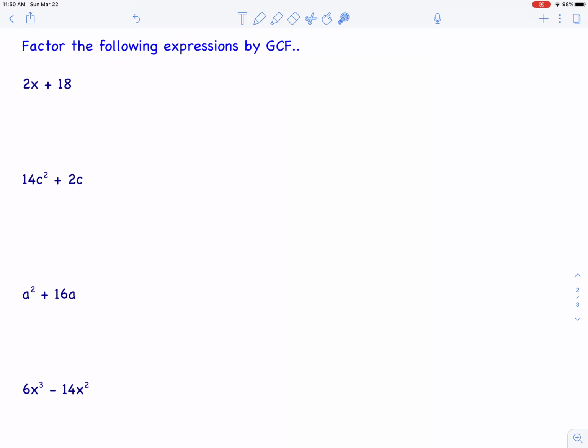So in my next example, what's the GCF of 2x and 18? If you said 2, you were correct. And then you should have two terms inside the parentheses that you would have gotten by dividing both terms by 2, giving you x plus 9. So your factors are 2 and x plus 9, and that would multiply to 2x plus 18.